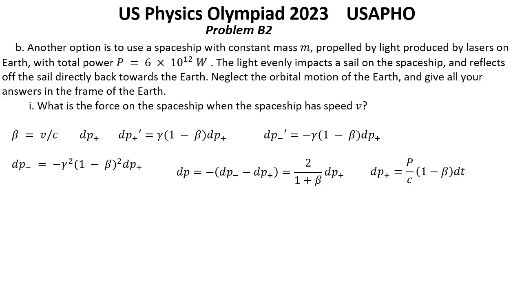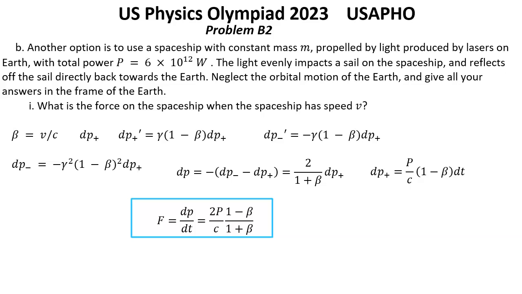And finally we have force F equal delta P over delta T, which is equal to 2 power P over C multiplied by (1 minus beta) over (1 plus beta). This is exactly the same answer as in the first solution, which was much longer.